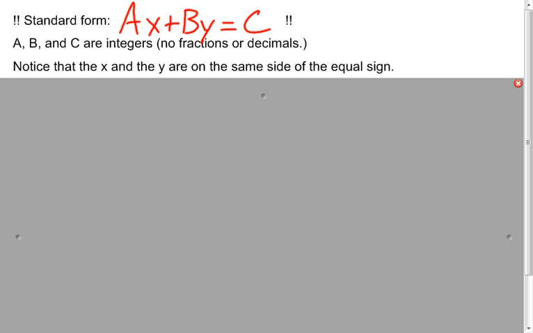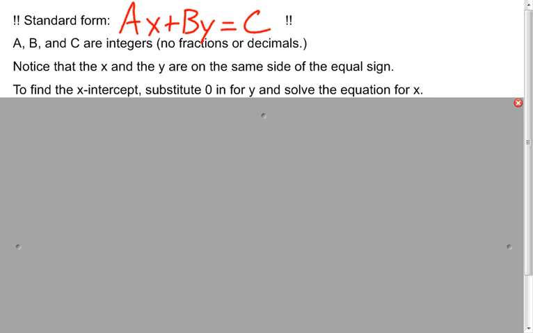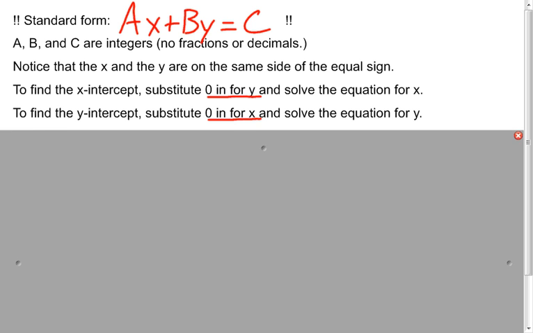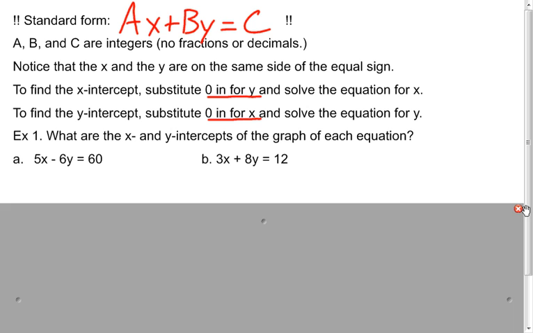Like we said, the x and the y are on the same side of the equal sign. This is the only form that does that. In order to find an x-intercept, substitute 0 in for y, and then solve the rest of the equation for x. To find the y-intercept, substitute 0 in for x, solve the rest of the equation for y. Here's how that would work. Two examples here for you.